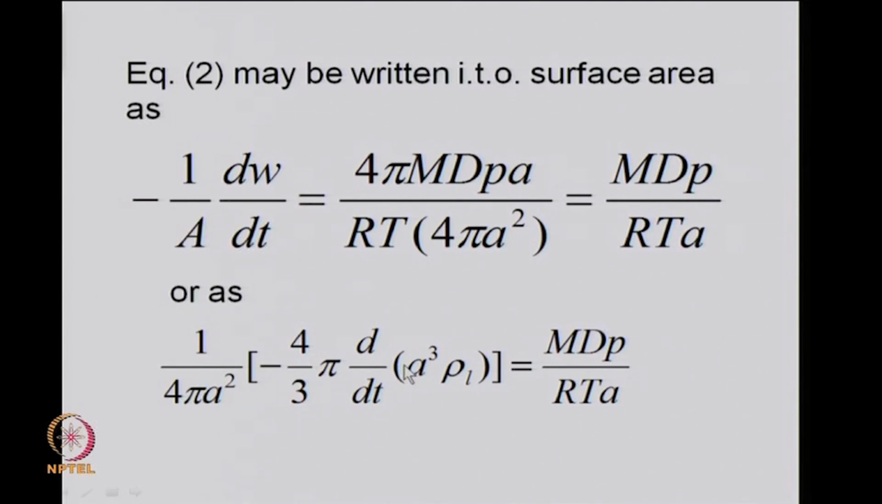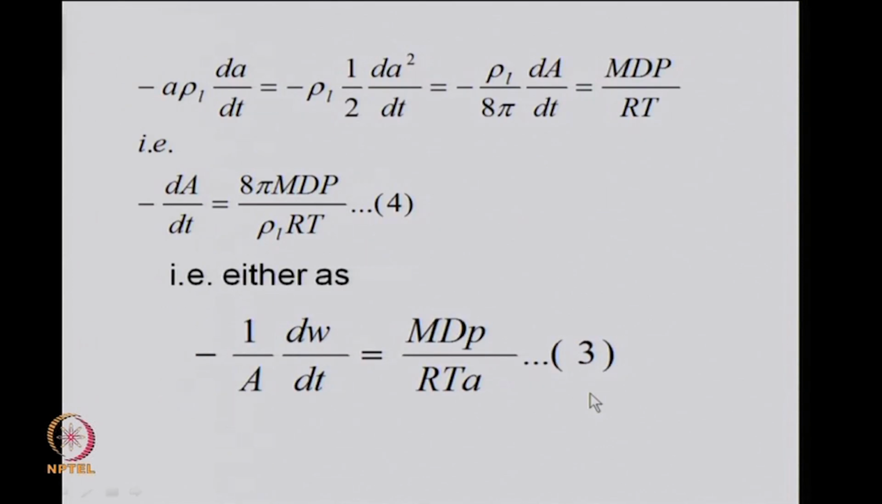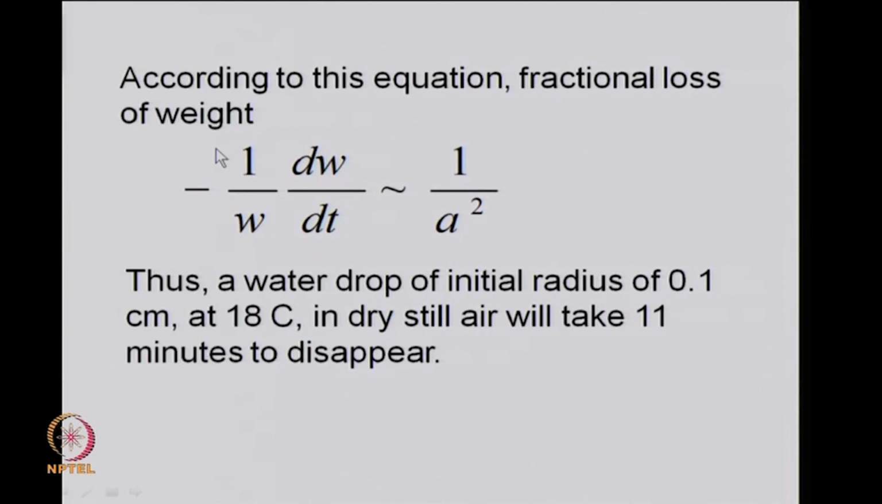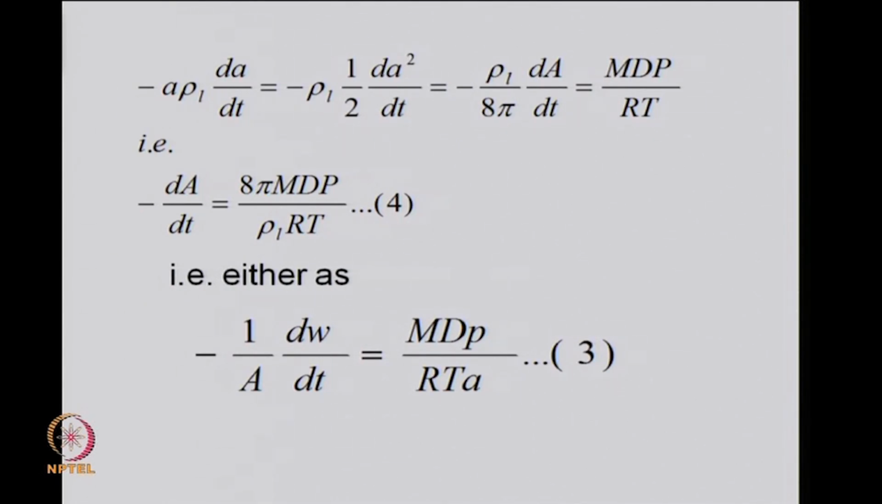When we simplify this, this will give you 3 A square rho L dA by dt. 3 and 4 pi cancel, A square cancels, and when we take this A on the other side, we have this result: minus A rho L dA by dt, which could be alternatively written as minus rho L half dA square by dt, or minus rho L by 8 pi dA by dt, where capital A is the area, and that is equal to mdP by RT, or minus dA by dt equal to 8 pi mdP by rho L RT.